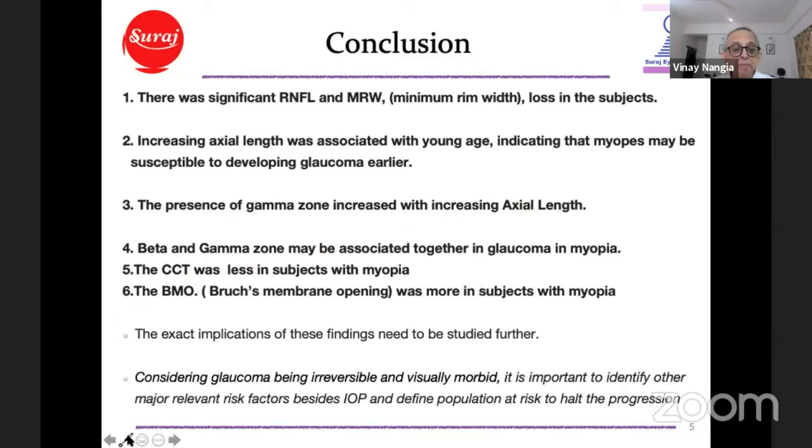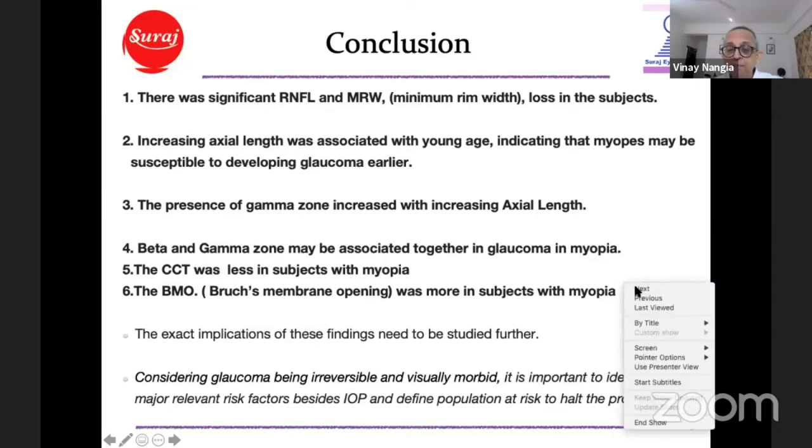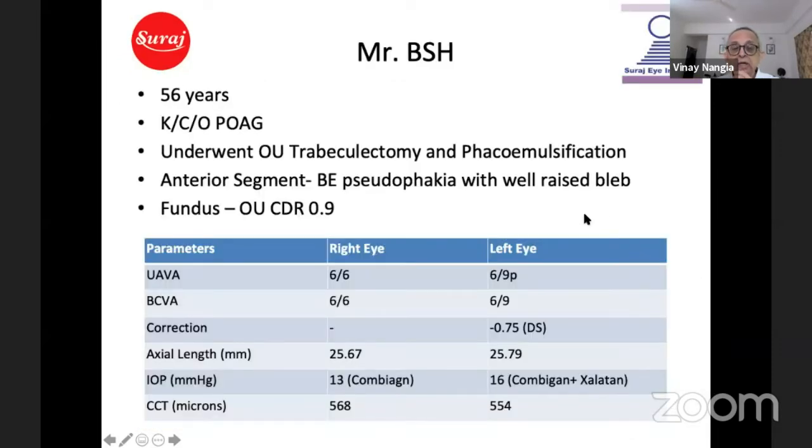The CCT was less in subjects with myopia, and the BMO, the Bruch's membrane opening, was more in subjects with myopia. The exact implications of these findings need to be studied further, but it's fairly evident that this is something we need to keep in mind every time we have a glaucoma patient in our clinic. So it's not merely about having an obviously myopic patient in our clinic, but about having a glaucoma patient, and then going back to study whether the axial length is increased, and knowing therefore that this patient is myopic and the parameters correlated with it.